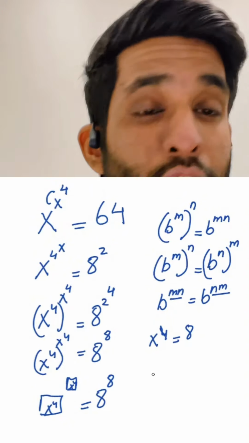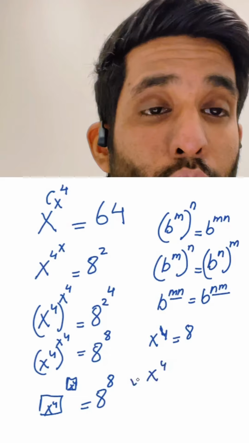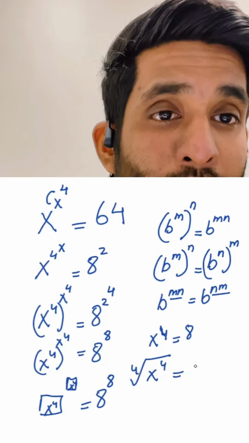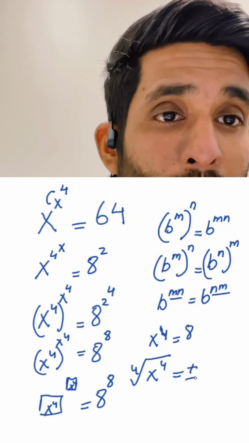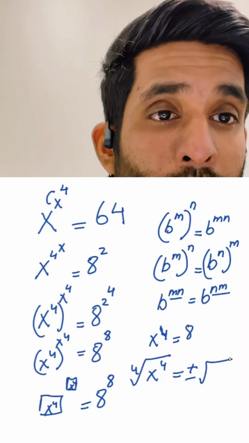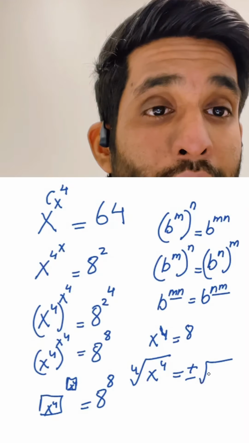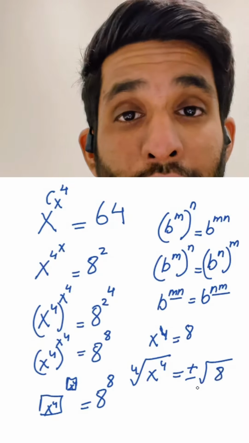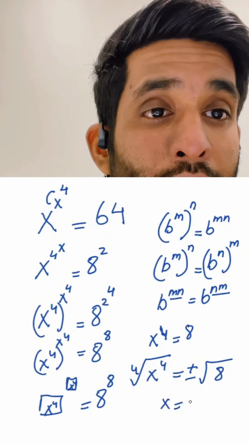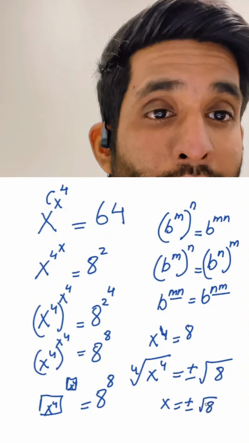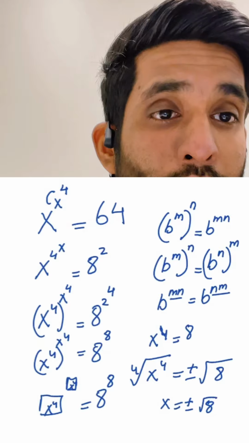And now all we have to do is do some algebra, take the fourth root of both sides. So if I do that, then I'll end up with plus minus, because whenever you take the root of an even index, you get two different answers. So x is equal to plus minus root.